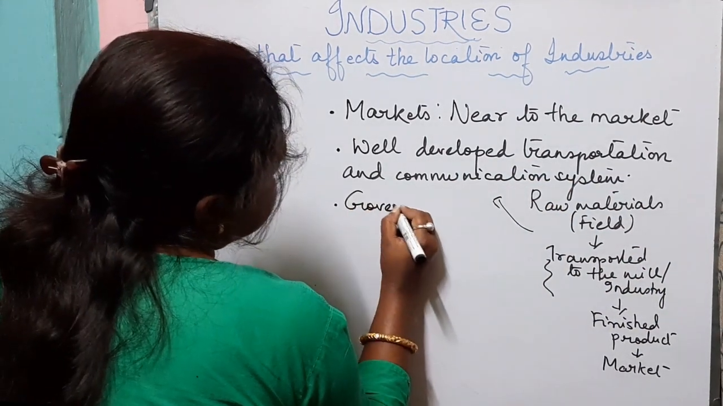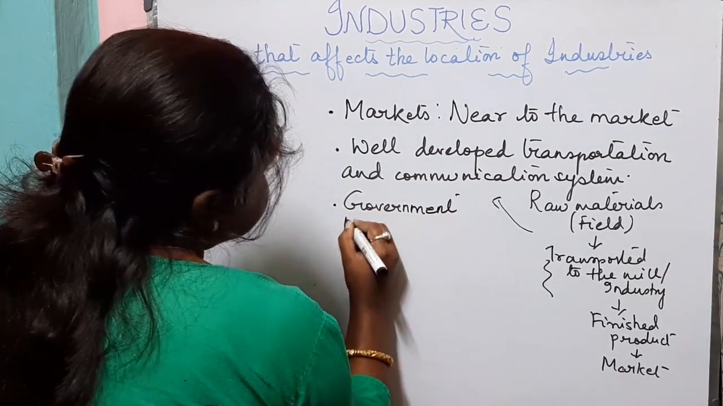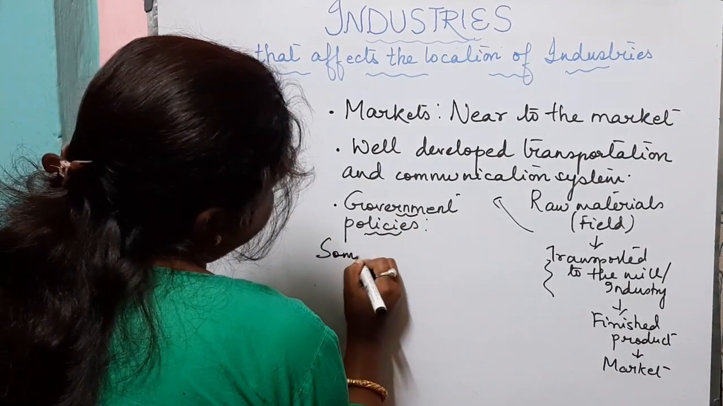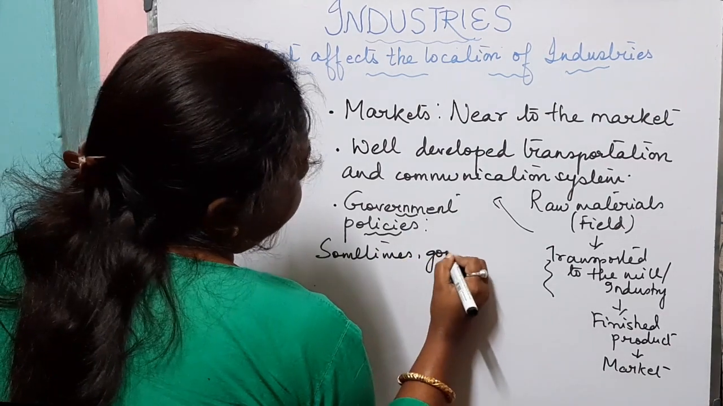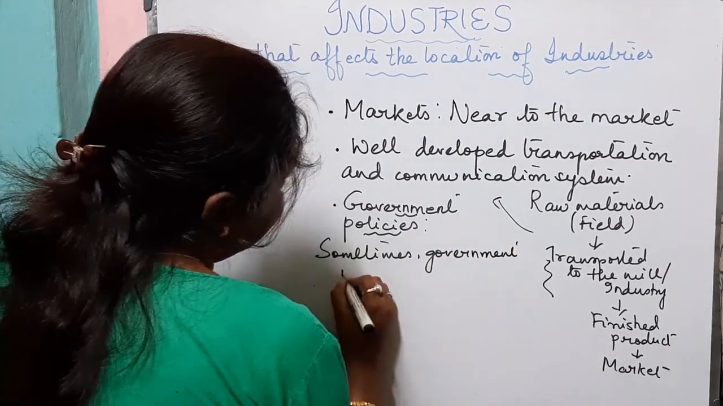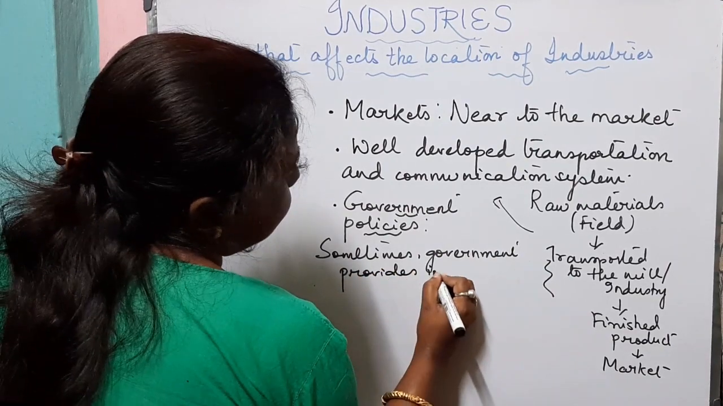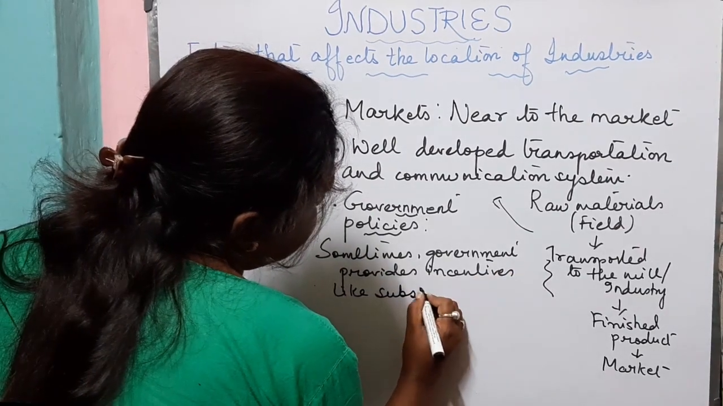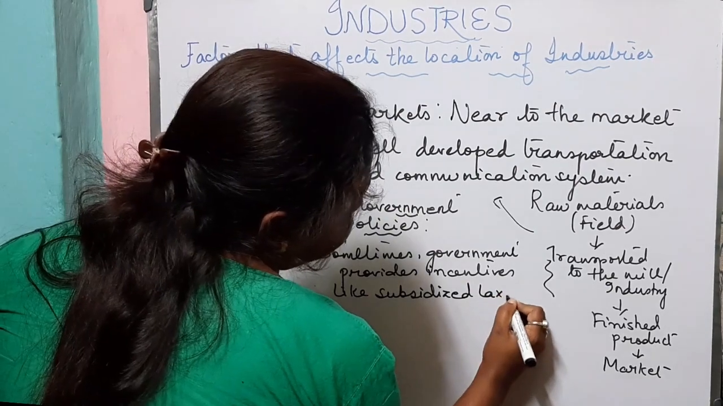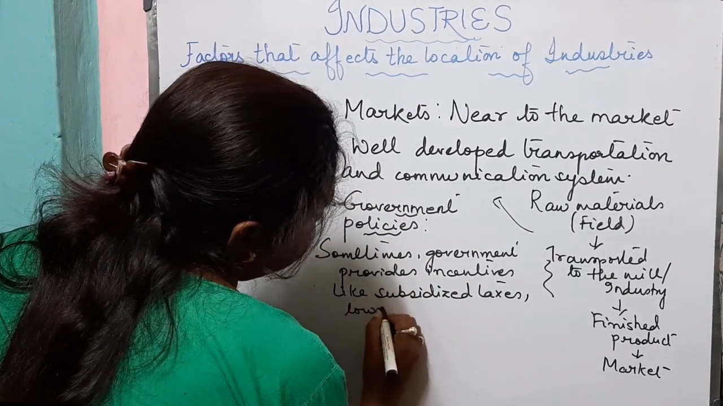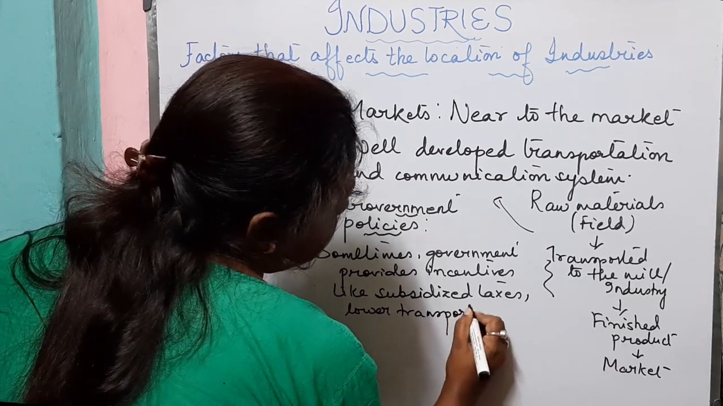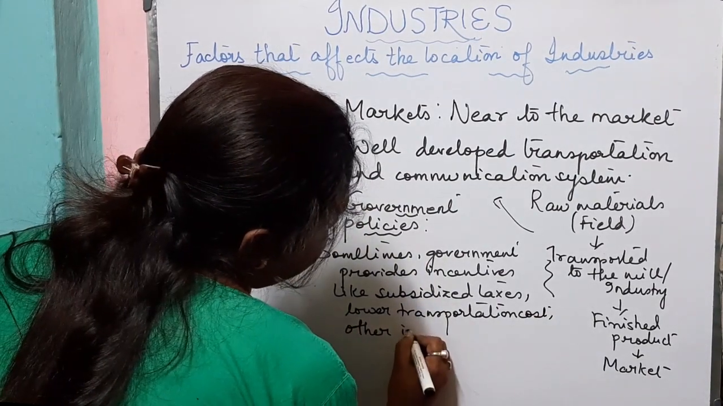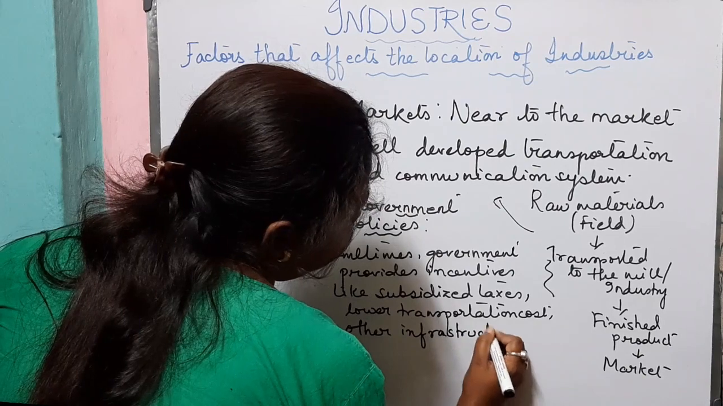Another important factor that plays a key role in deciding the location of industries is government policies. Sometimes the government provides incentives like subsidized taxes, lower transportation cost, and other infrastructural facilities.